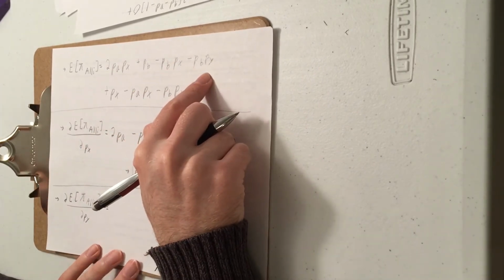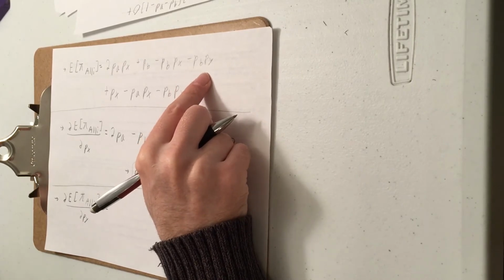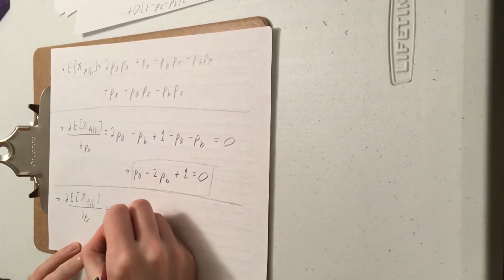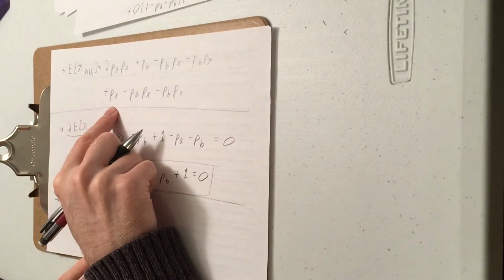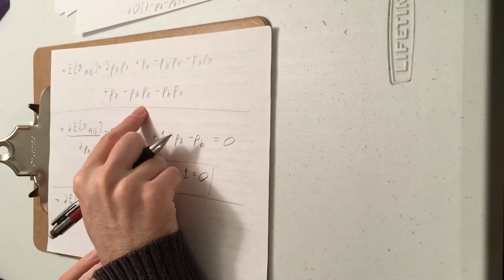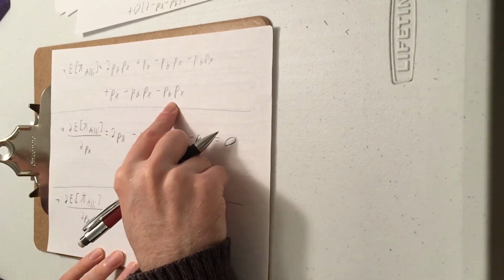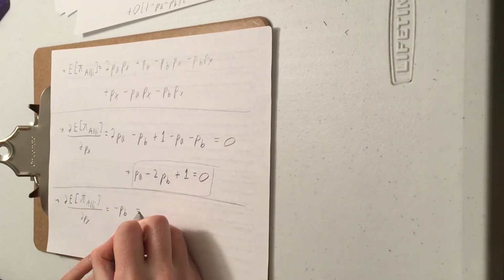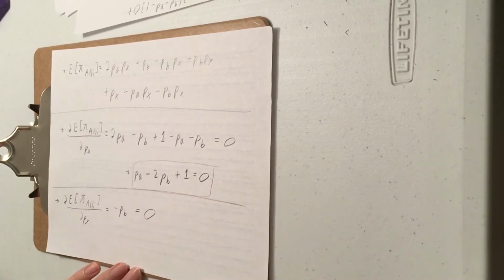Okay, now I've got a PY. Partial derivative of minus PB PY with respect to PY is minus PB. That is not a PY, so it goes away. Not a PY, goes away. Not a PY, goes away. So that whole partial derivative is just minus PB. So that partial derivative equal to 0.